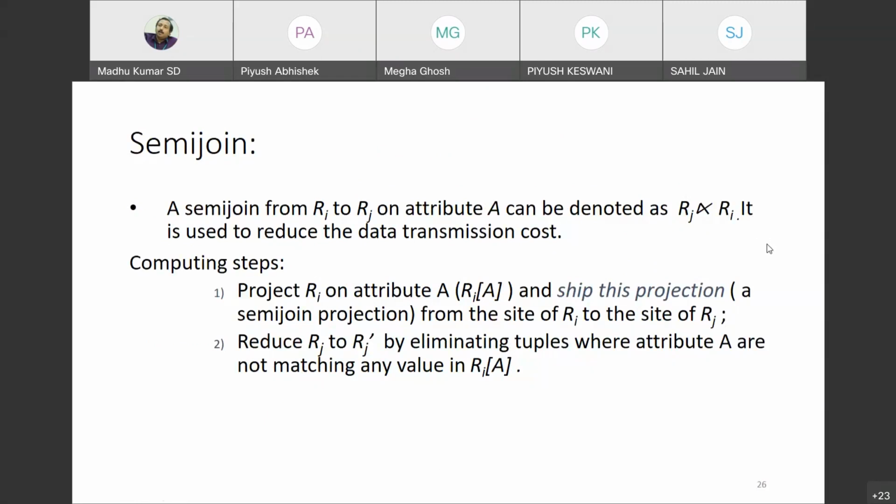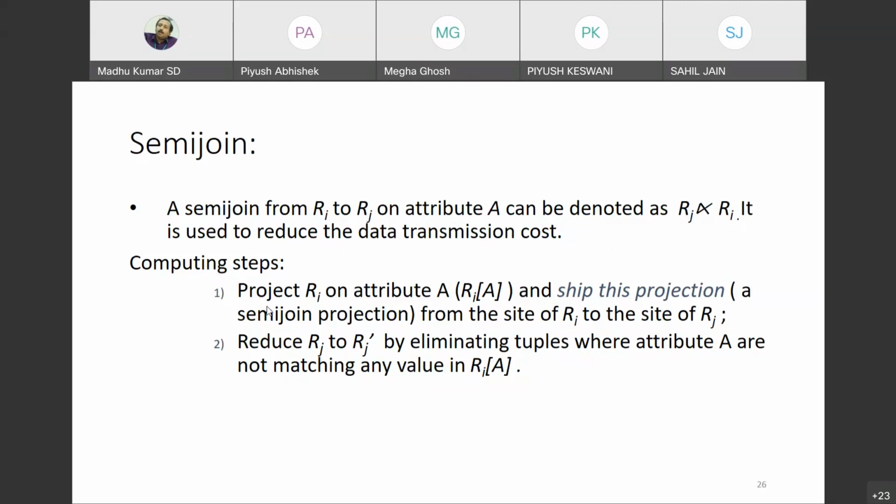All right. So a semi-join from Ri to Rj on attribute A can be denoted by this particular symbol, Rj semi-join Ri. So this portion is open. If it is closed, it is full join, and if this portion is open, it is called semi-join. So you are taking the semi-join of Rj and Ri, and it is used to reduce the data transmission cost.